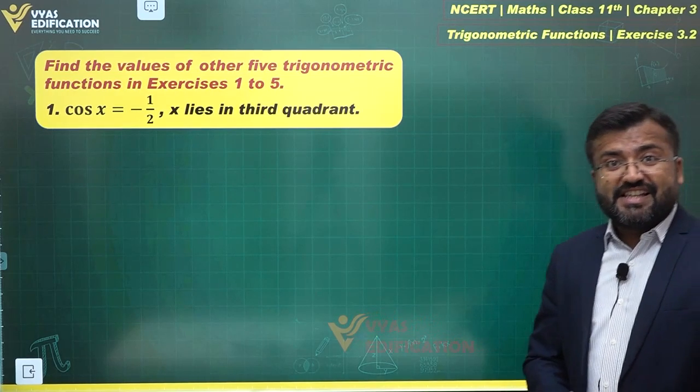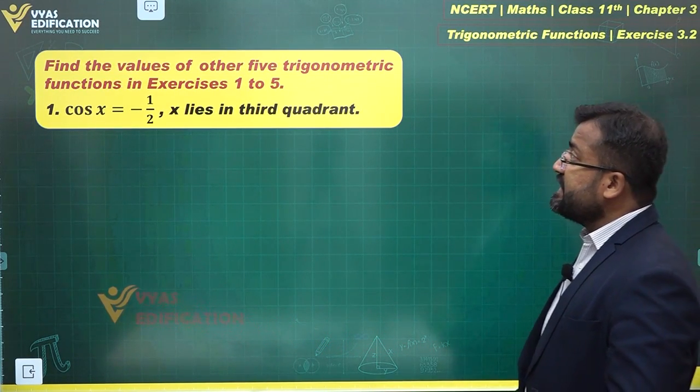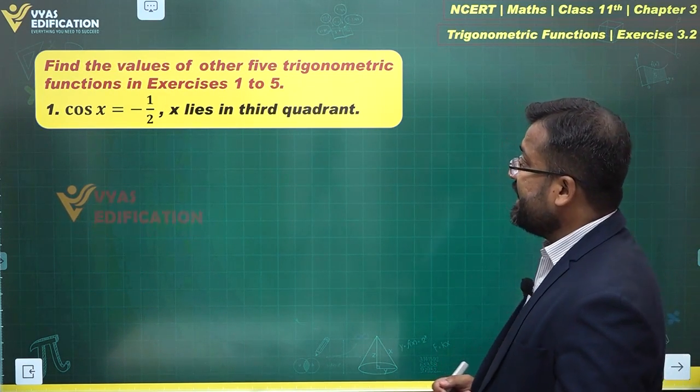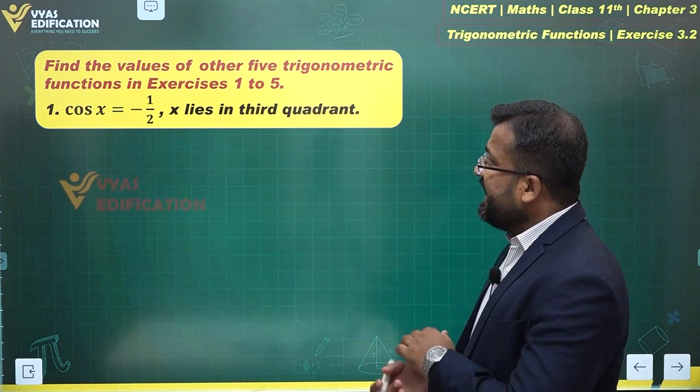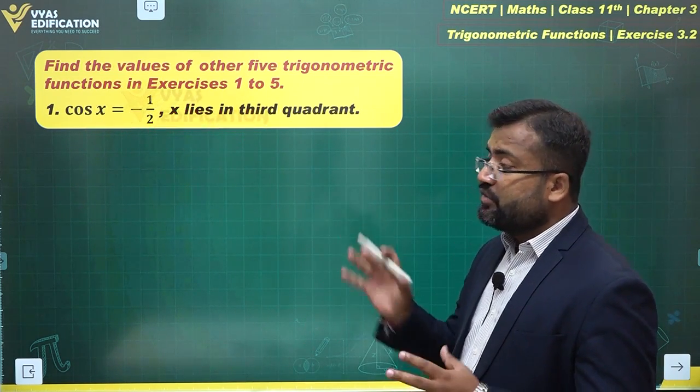What does the first question say? Let's take a look at this. Find the values of other 5 trigonometric functions in exercises 1 to 5. Okay. The first one says that cos x equals minus 1 by 2 and x lies in third quadrant. X lies in third quadrant, cos x equal to minus half.